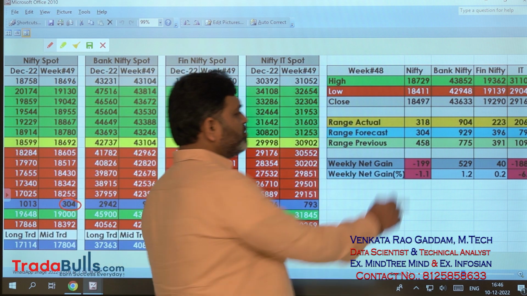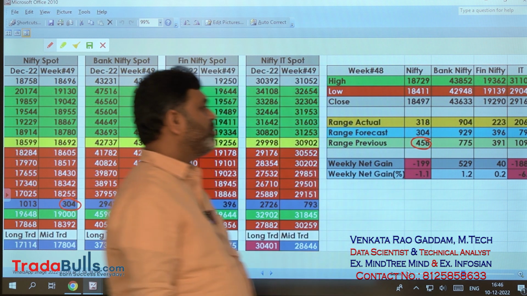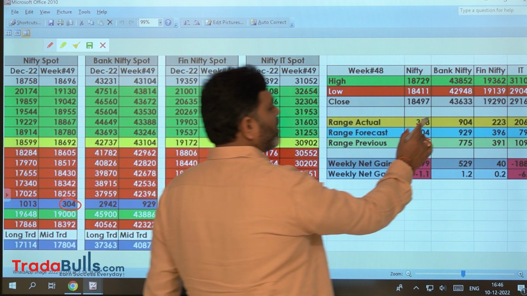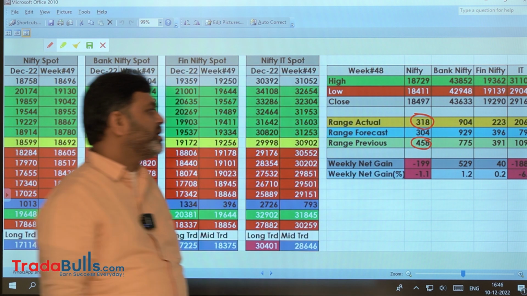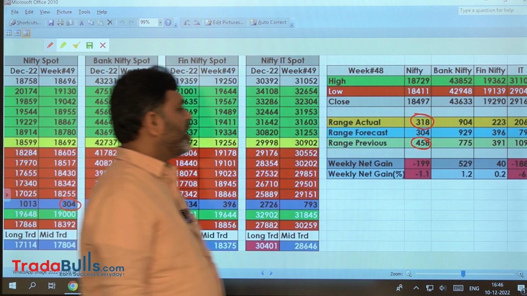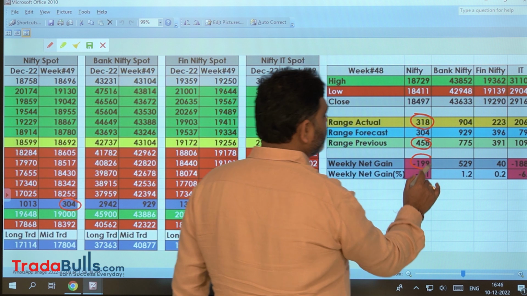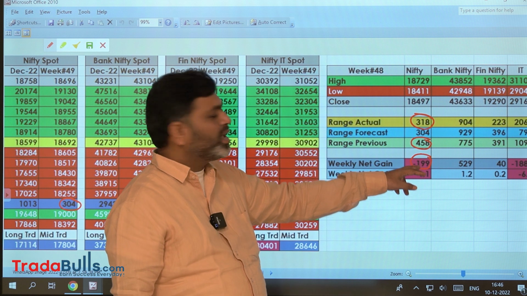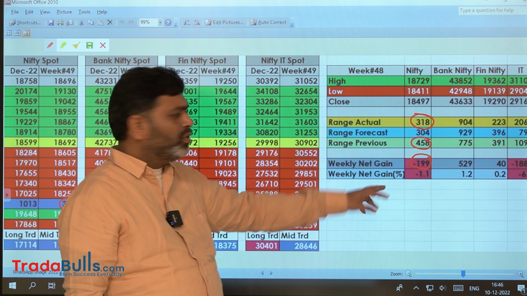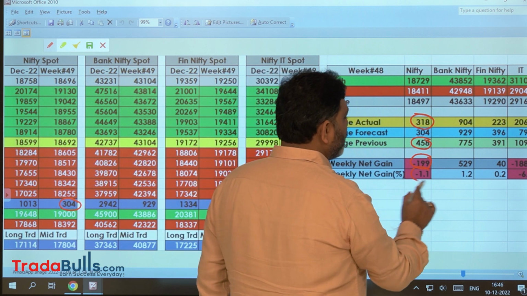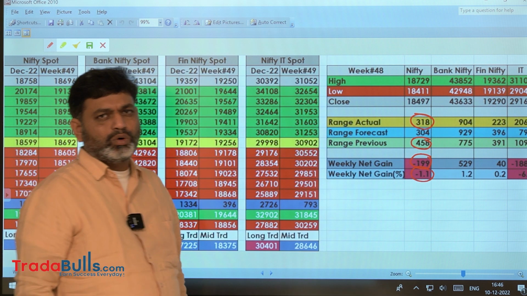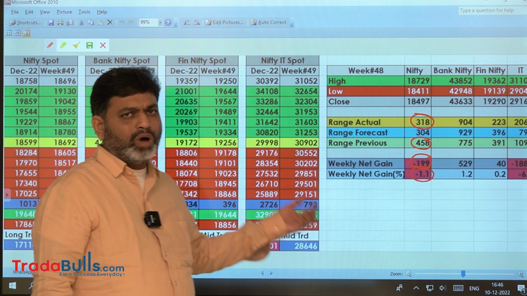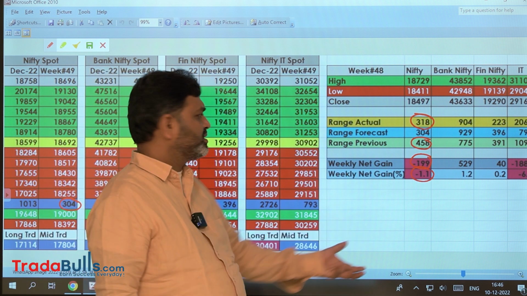Previous to previous week, the range was very high, about 460 points. Comparatively, this was a smaller range. Out of 318 points, on Friday itself we got about 250 points range. Overall, net to net, previous to previous week close and last week close, it is showing about 200 points weakness, negative. In terms of percentage, it is showing minus 1.1 percent. So overall, Nifty 50 index closed with negative 1.1 percent.